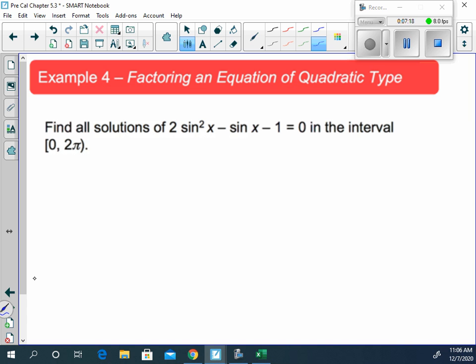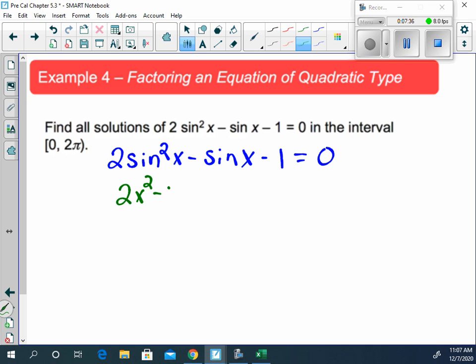So find all the solutions for 2 sine squared of x minus sine of x minus 1 is equal to 0. So we can see if we can factor it. So really, what we're looking at is almost the same as 2x squared minus x minus 1 equals 0. We can treat it the same way.